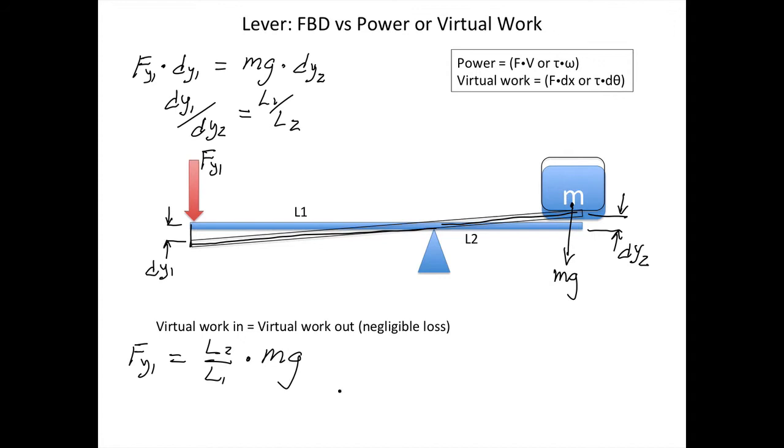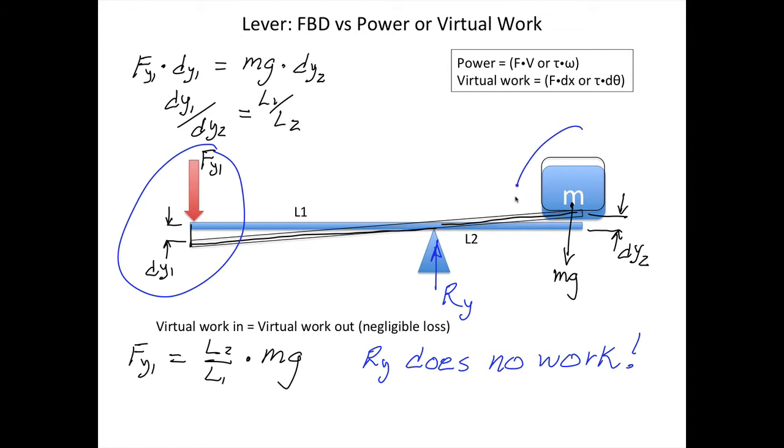So this perhaps looks like not much less work than doing the free body diagram. However, the interesting thing is that I never had to solve for the reaction force, Ry. It doesn't appear anywhere in this expression, and that's because Ry does no work. There's no motion associated with Ry, and so it drops out. We only care about the input and the output, and that's sort of the secret to this whole virtual work approach. And it gets much more interesting when we take a more complicated example.